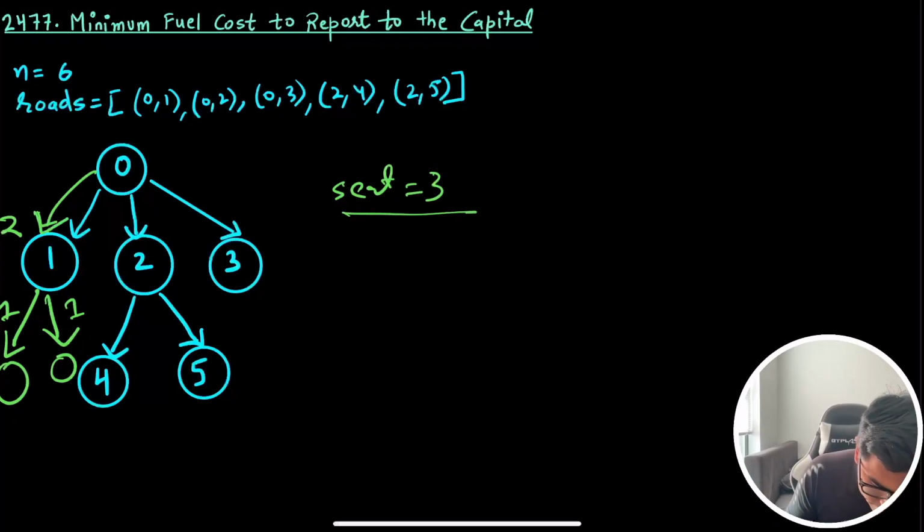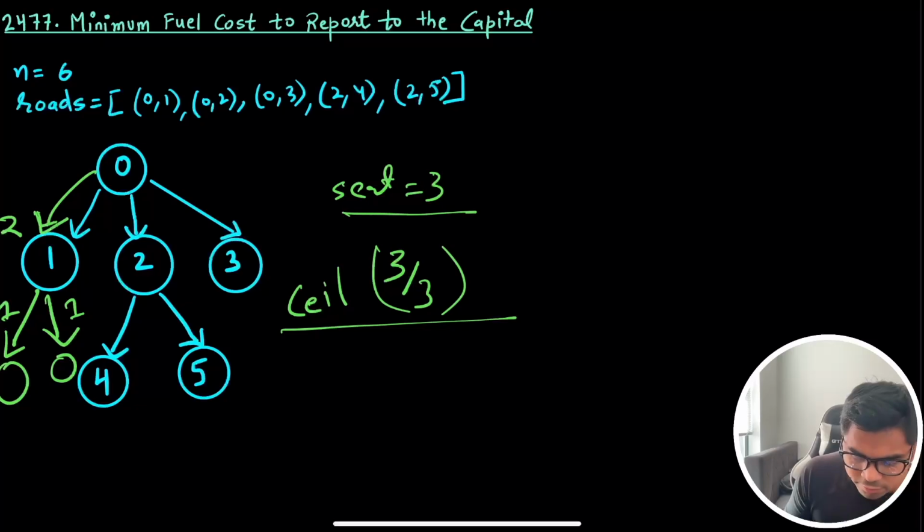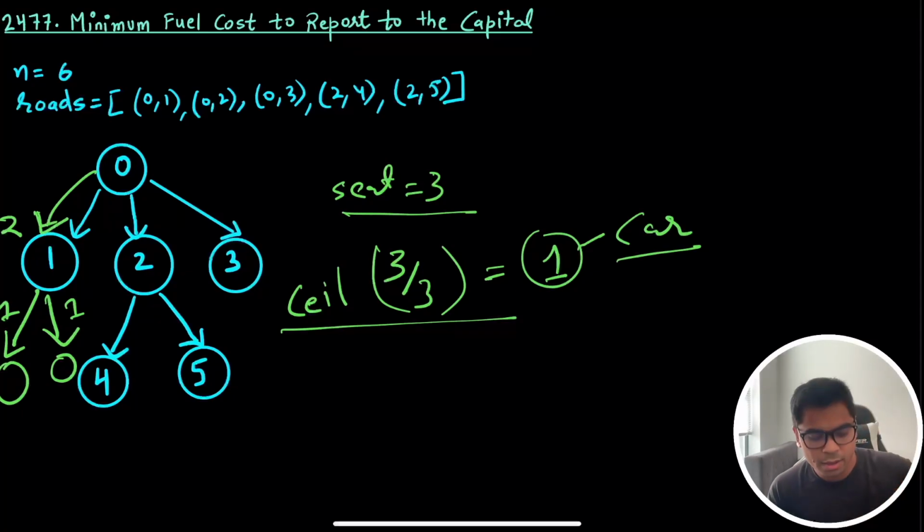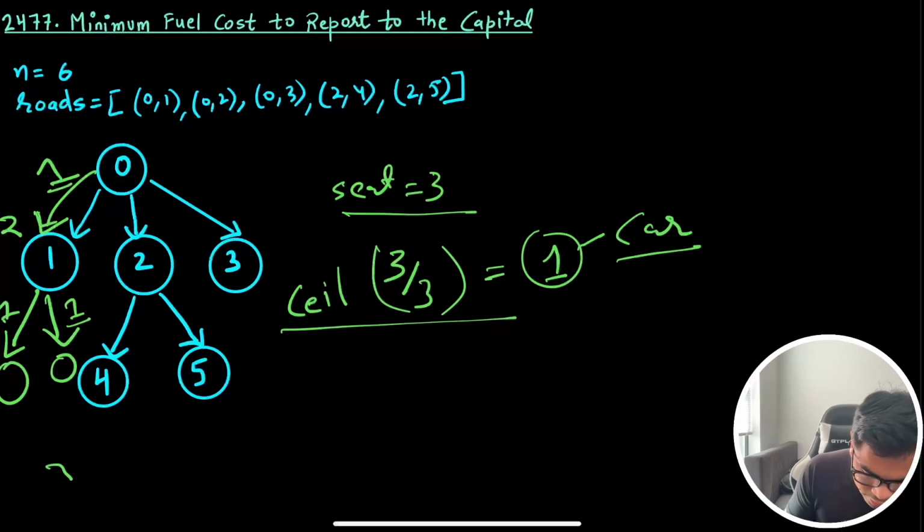Now this guy 1, what he can do is they all can get into one car. So there are 3 representatives, divided by 3, and in math we do ceiling of 3 by 3, so that we get 1. That is the number of cars that can travel up, which will take 1 liter of fuel. So traveling one road between 2 cities is 1 liter of fuel. From here they can only use one car to get here, so that will be 1. So 1 plus 1 plus 1, that will be 3 liters of fuel.